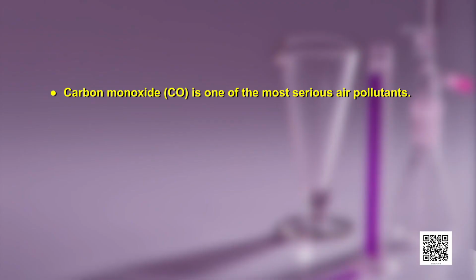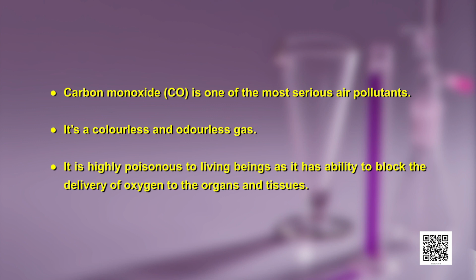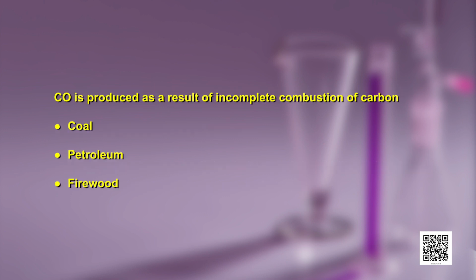Another class of gaseous pollutant is oxides of carbon, that is CO and CO2. First we will study carbon monoxide, that is CO. Carbon monoxide is one of the most serious air pollutants. It is a colorless and odorless gas. It is highly poisonous to living beings as it has the ability to block the delivery of oxygen to the organs and tissues. It is produced as a result of incomplete combustion of carbon. CO is also produced by incomplete combustion of coal, firewood, petrol, etc.